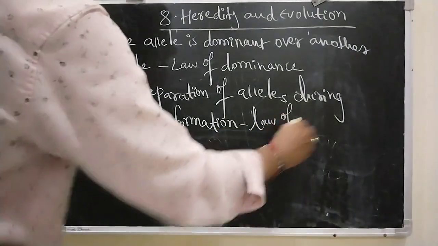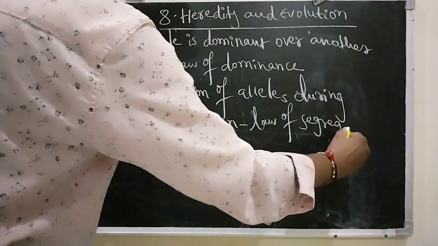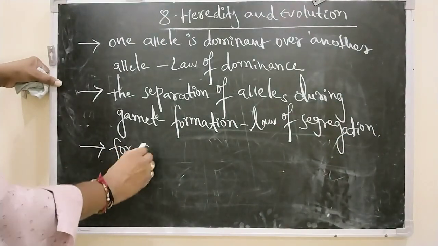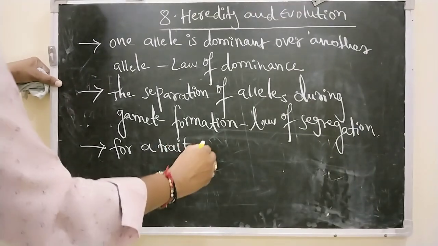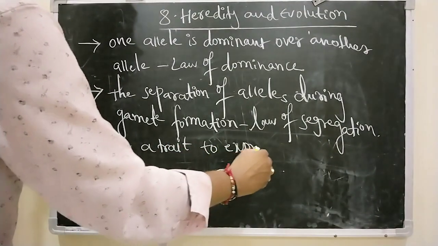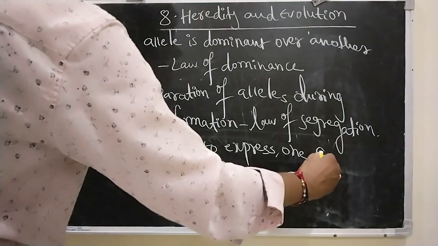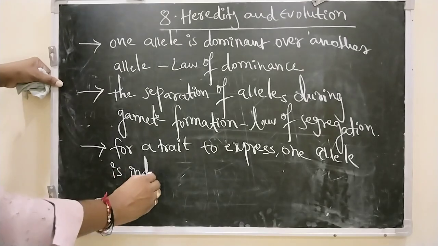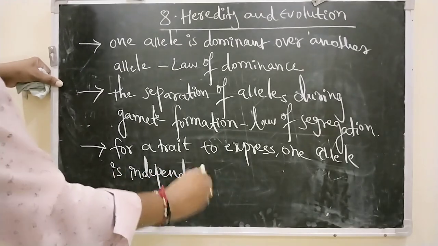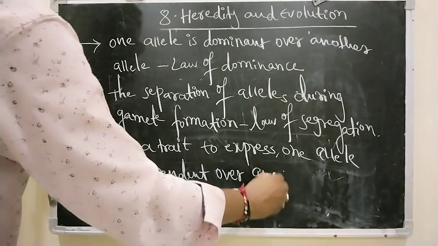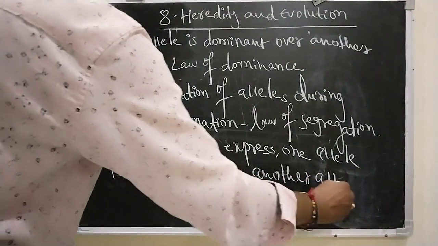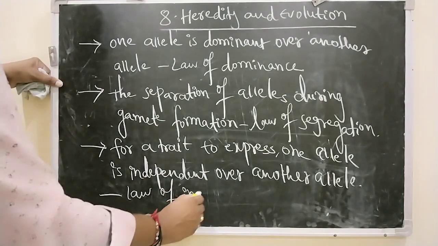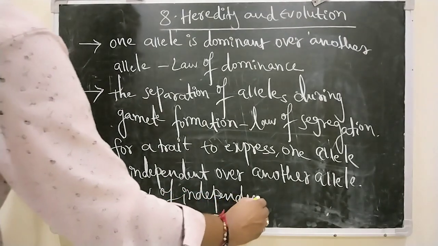Law of segregation. Next, the third one: for a trait to express, one allele is independent over another allele. This is called the law of independent assortment.